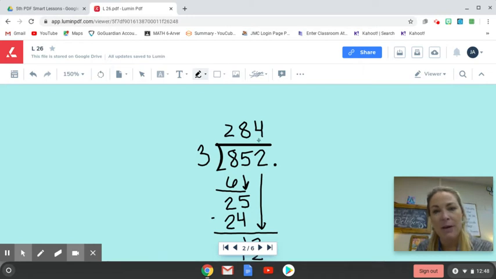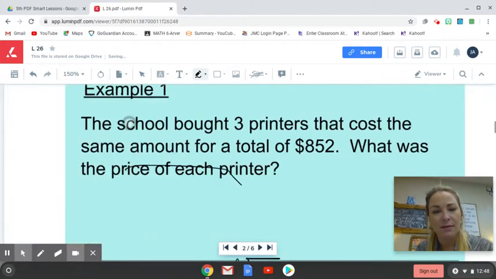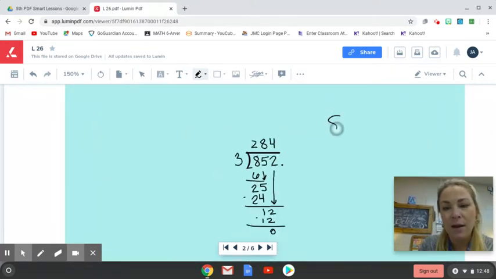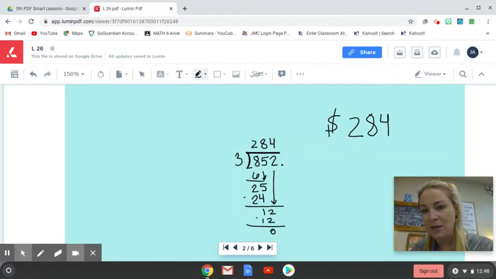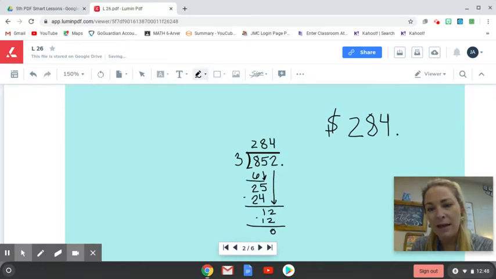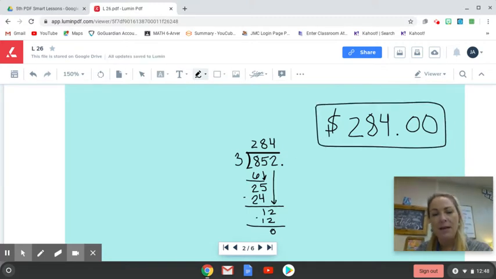So going back up here, this is not how I should leave my answer. This was a story problem that asked about, oh boy, the cost of printers. And so what was the cost or what was the price of each printer? $284. This dollar sign right here is your label, and it's very important. I'll point out too, I had just put this decimal here at the end. That's where $852 is the same as $852 and no cents. I didn't end up with any change left over. It was an even $284 for each printer. So my answer could look like this, just $284, or I can do my decimal with 2 zeros. Both are correct. Let's move on.